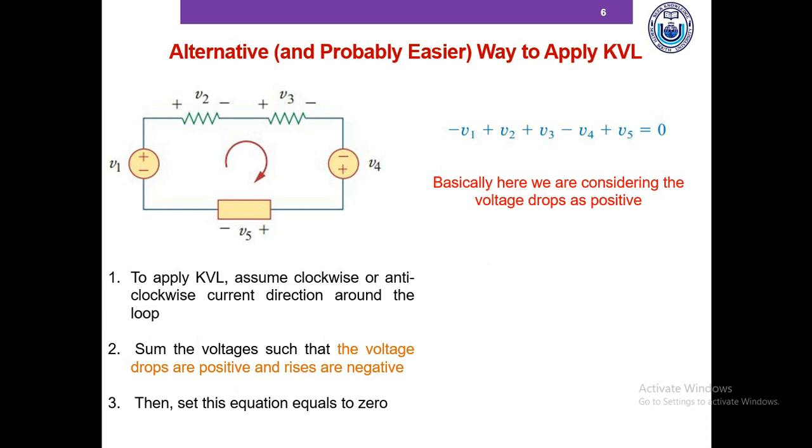So for KCL, I assumed that current is going out of the node. So current going out of the node is positive current, and current coming into the node is negative. Here for KVL, I'm assuming that voltage drops are positive and voltage rises are negative, and we write all the voltage drops and rises on one side of the equation. Now rearranging this equation gives us the original equation. So voltage rises equal voltage drops, just like we derived or showed one slide back. So it's basically the same thing.